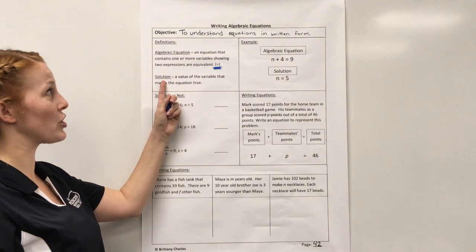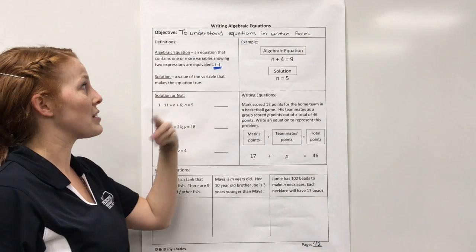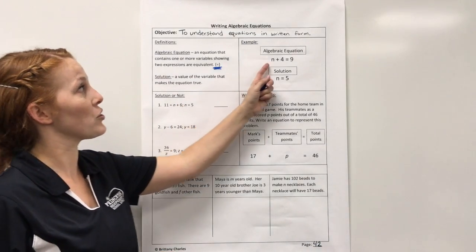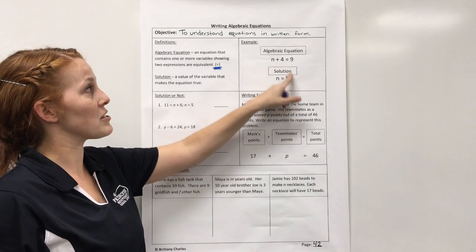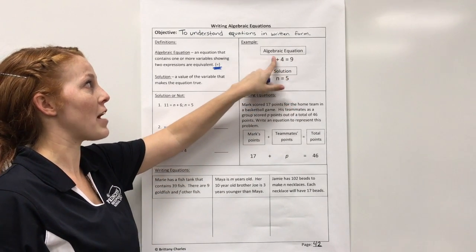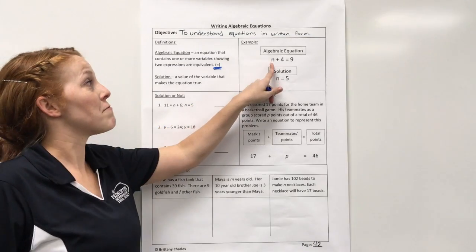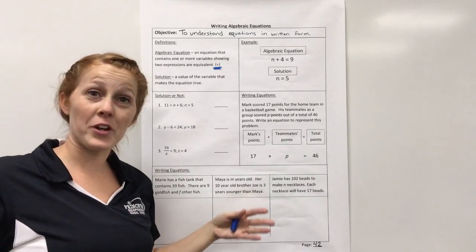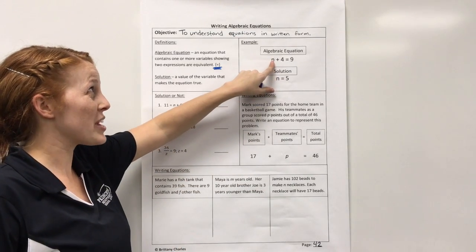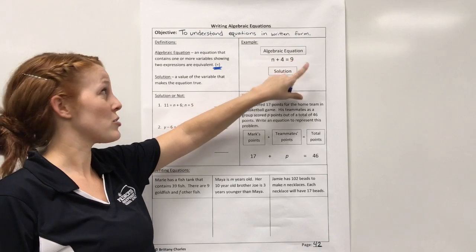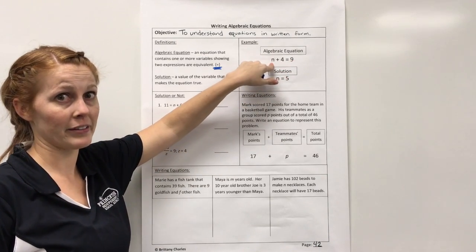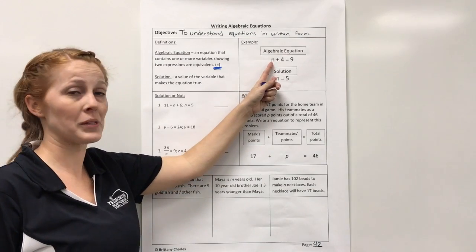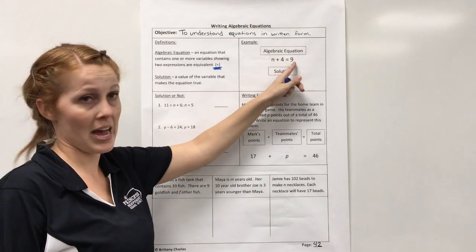All right, and a solution is a value that is representing the variable and it makes the equation true. So for example, if I look here, 5 is a solution here because if I plug in 5 for n and substitute it in, 5 plus 4 is 9. Now, if I plugged in a different number, let's say 3, 3 plus 4 is not 9. So 3 is not a solution for n. Okay, so an equation is going to have one solution. Only one number can I actually plug in or substitute in and get 9.